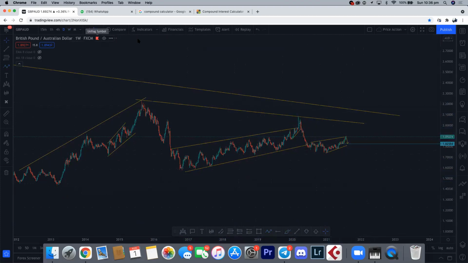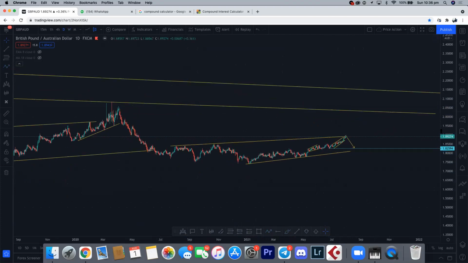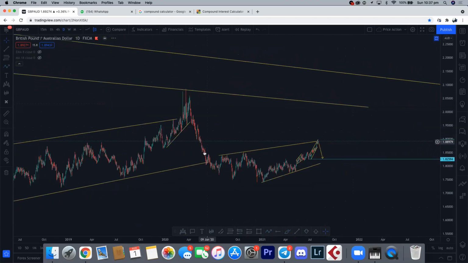So this is the weekly. We go to the daily and see what price is doing currently. Currently, it broke out of this trend line over here. Over here, it broke out. Then it started moving correctively. Okay, it didn't impulse in any way.